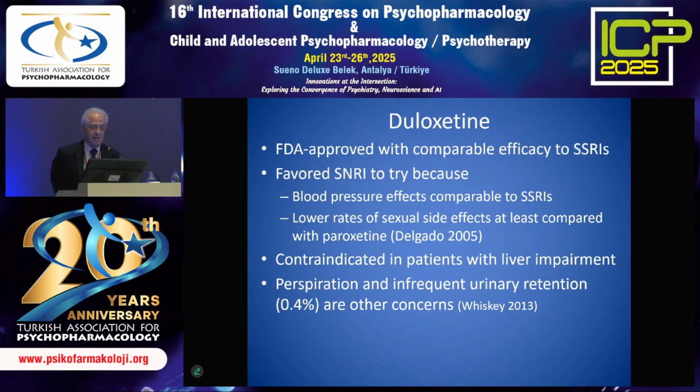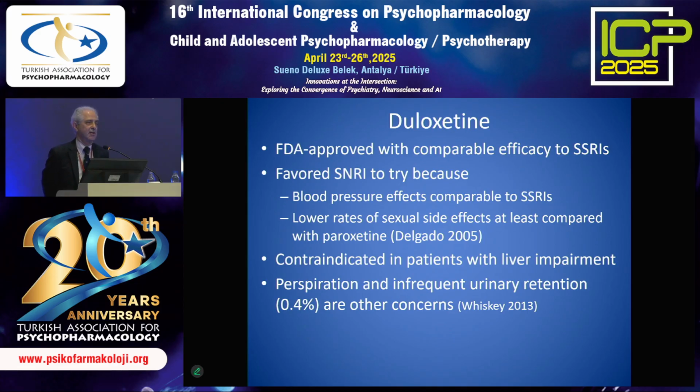The first is duloxetine. It is favored over venlafaxine, the other SNRI commonly used, because it has much less effect on blood pressure. The blood pressure effect is probably comparable to SSRIs. The lower rate of sexual side effects I already mentioned, whereas venlafaxine has significant, probably comparable sexual side effects. It is contraindicated, though, if there is liver impairment, and you can get some anticholinergic effects occasionally.